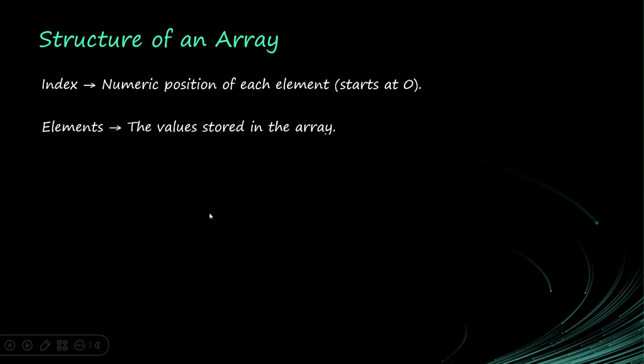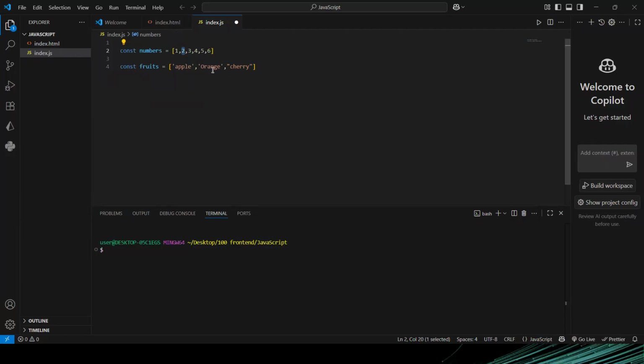An array also contains elements. The values stored in the array, the items, are called elements. If we go back to our example, this apple is an element. This orange is an element. So we have 3 elements in this fruits array. We have 6 elements in these numbers.